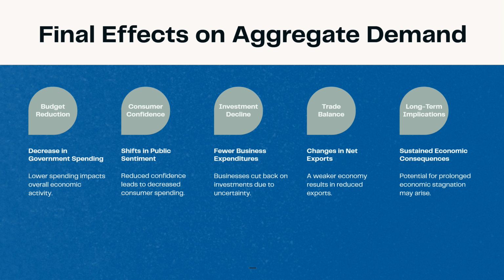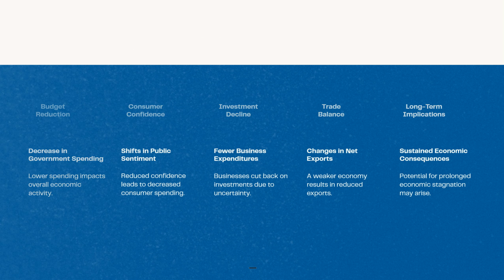To summarize, the direct effect of reduced government spending lowers aggregate demand. The multiplier effects amplify this decline, but the increased private investment and improved net exports act as an offsetting force. Overall, however, aggregate demand is still likely to decrease in the short run.